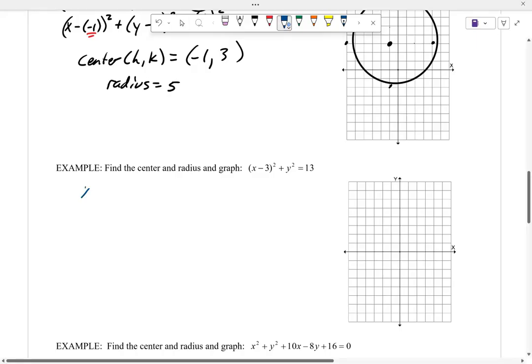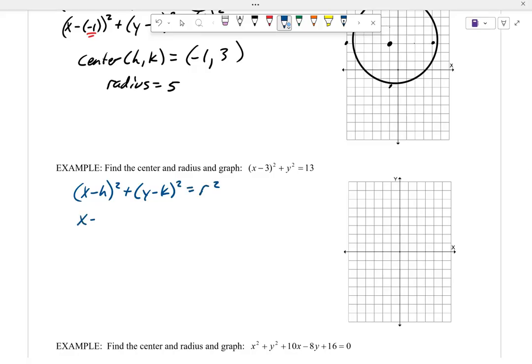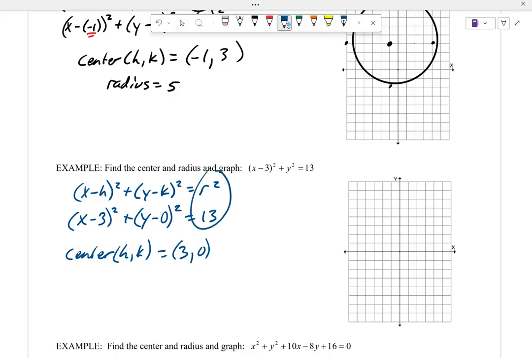This is a good one to pause and make it a try-it-yourself problem. Let me go ahead and write the standard form of the equation. Let's see if we can identify h, k, and r. So our center (h, k) would be, x minus the 3, so h is 3, and y squared, so that'd be y minus 0, right? So our k is 0. And if r squared equals 13, then our r would be the square root of 13.